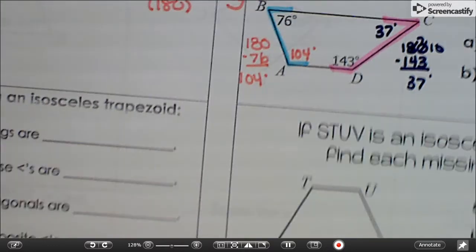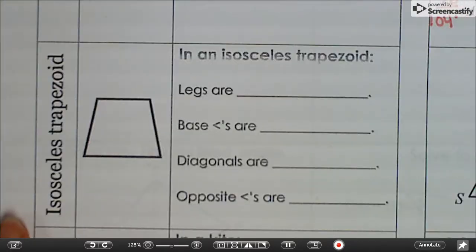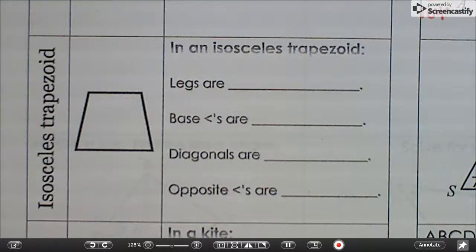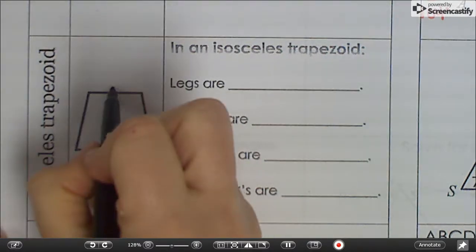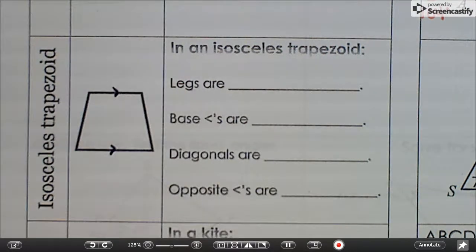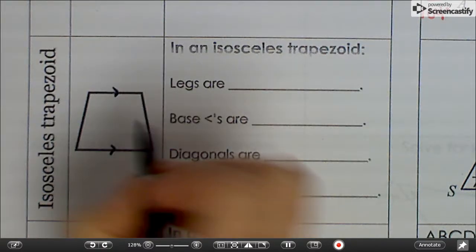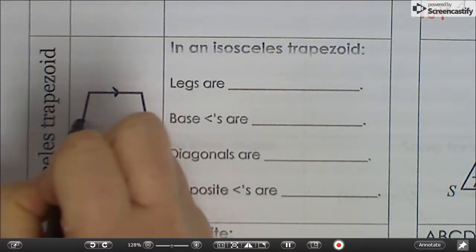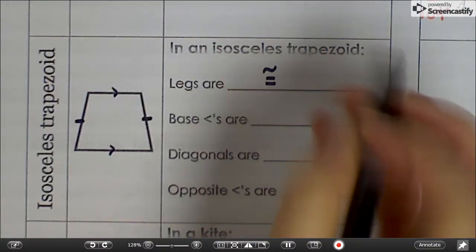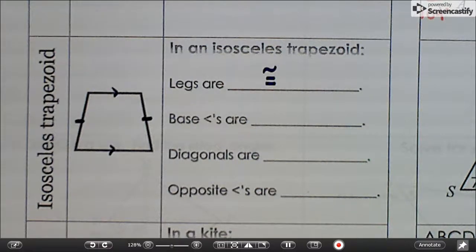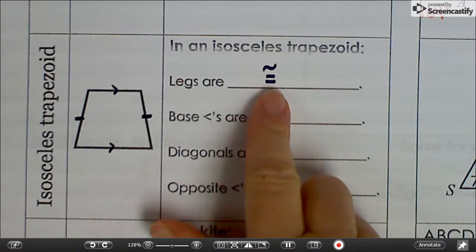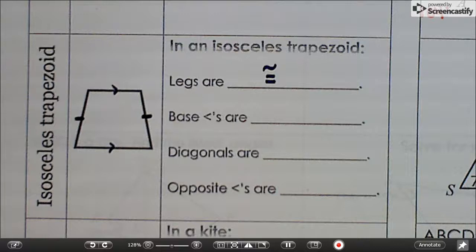When it's isosceles, the definition of an isosceles trapezoid is that they have the two parallel sides, and that the legs, which are these pieces here, are congruent. That's what makes it an isosceles trapezoid. So while this isn't really a property, you can use it as a property.